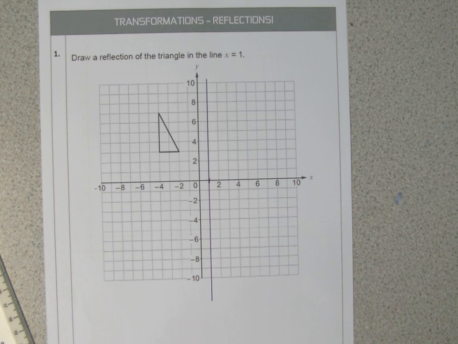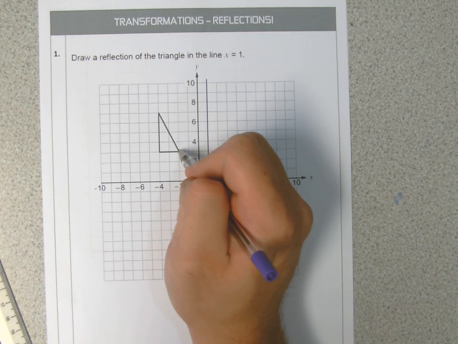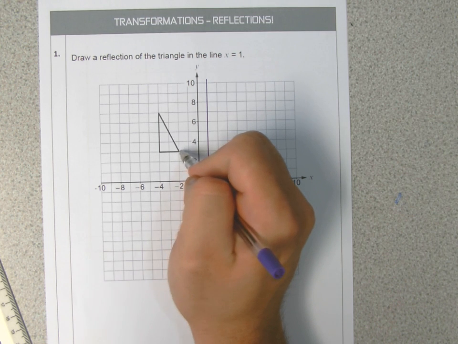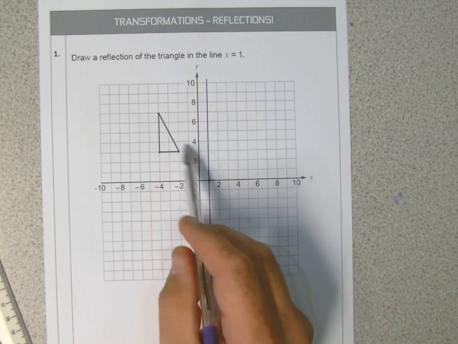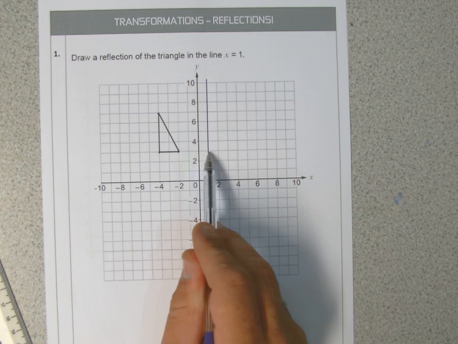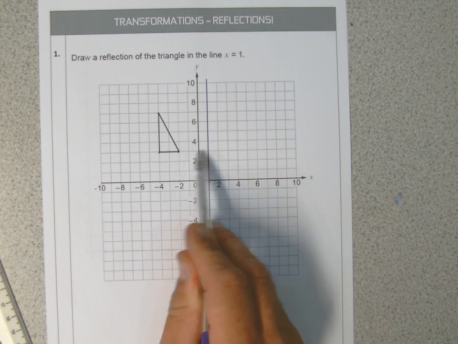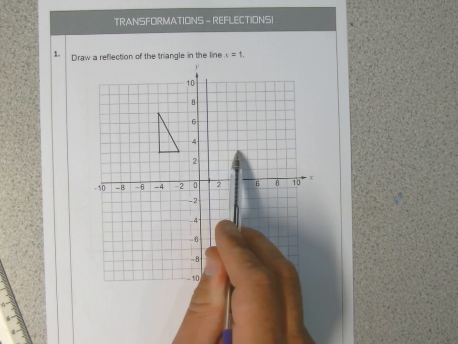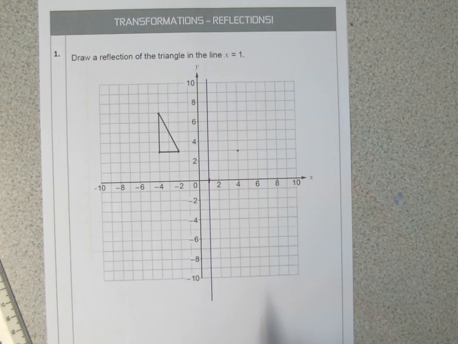To reflect, of course, what you need to do is focus on each corner point of the shape. Don't worry about the shape, just reflect the corner points. So that corner point there, see how far it is from your mirror, from your line x equals 1. That's 3 squares, isn't it? So you go back 3 squares the other side, you end up there. So you can mark that corner point.